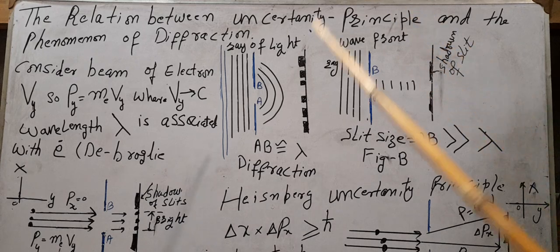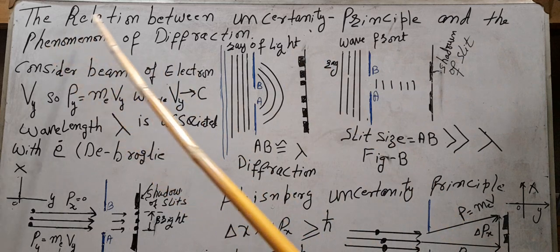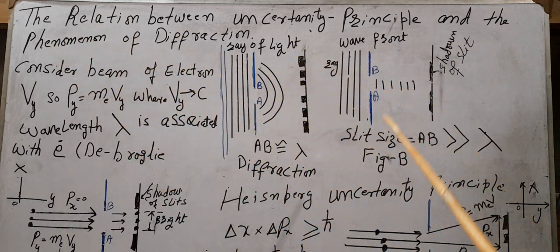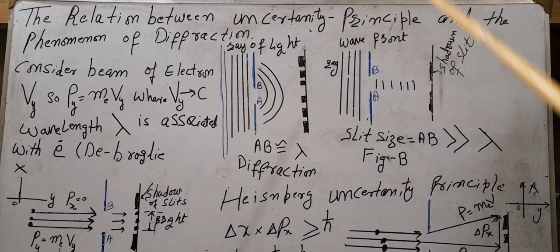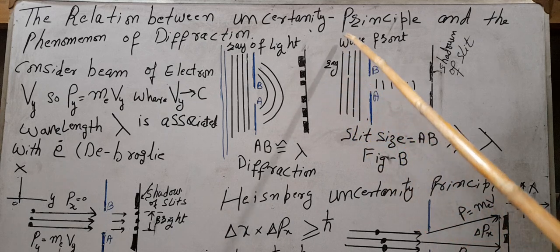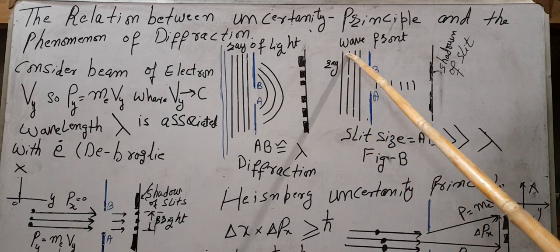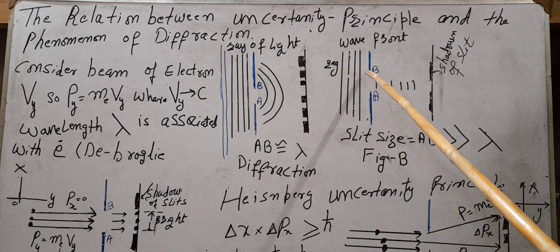Hello students, today our topic is the relationship between the uncertainty principle and the phenomenon of diffraction. But before discussing the uncertainty principle, first we see what diffraction is. For example, here we consider that the rays of a plane wave front, which is along the vertical direction, are coming towards the slit AB.